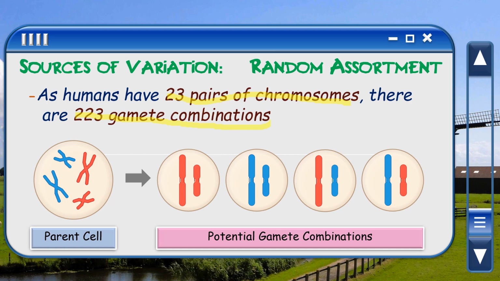So when we are forming a gamete, the combination is random. Each of the chromosomes can go with either. So when you look at the potential gamete combinations, we can get up to 2^23 gamete combinations. Very many combinations of gametes.